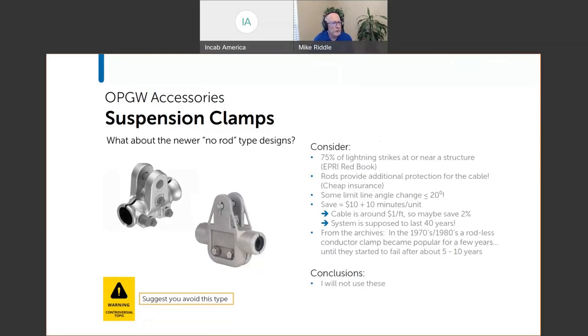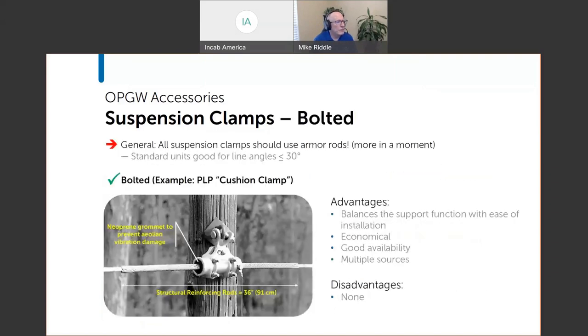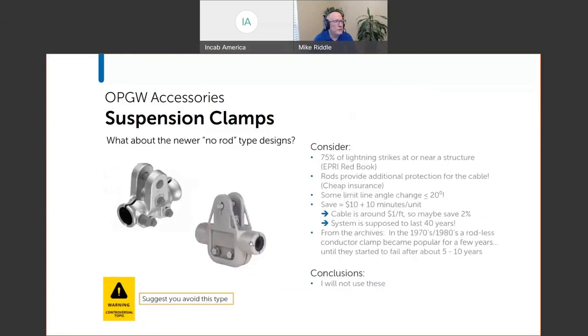And here's where I keep talking about rods. Here's where that comes into play. If you dust off your copy of the EPRI Red Book, you'll see that 75% of lightning strikes occur at or near a structure. And so if I'm having a lightning strike at or near a structure and I have rods on that, that means some of those strikes might hit the tower, some of those strikes might hit the housing, but some of the strikes might hit the armor rods. And that provides then backup protection for my cable, which is relatively expensive.